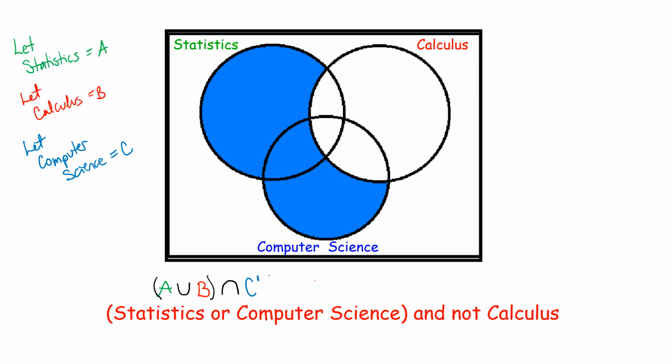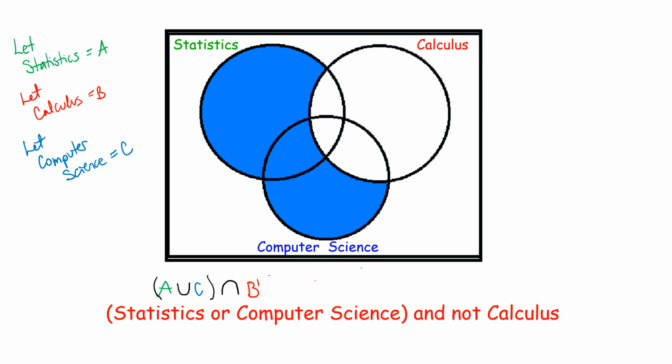So here we have, if we let statistics equal event A and calculus equal event B and computer science equal event C, we have statistics or computer science, so the union there, with the intersection of not calculus. So notice that we have that little B prime, meaning the complement, meaning not calculus.